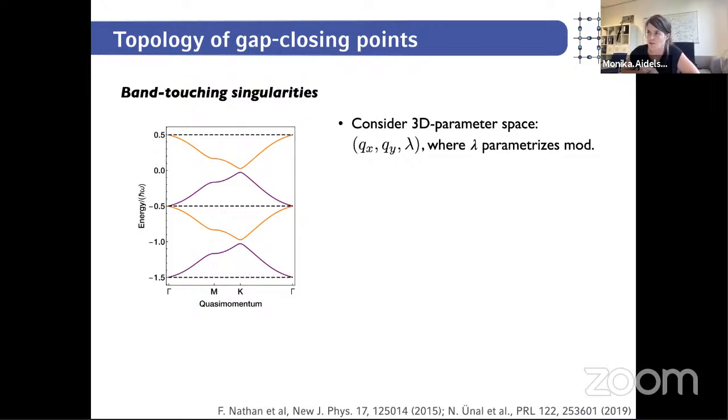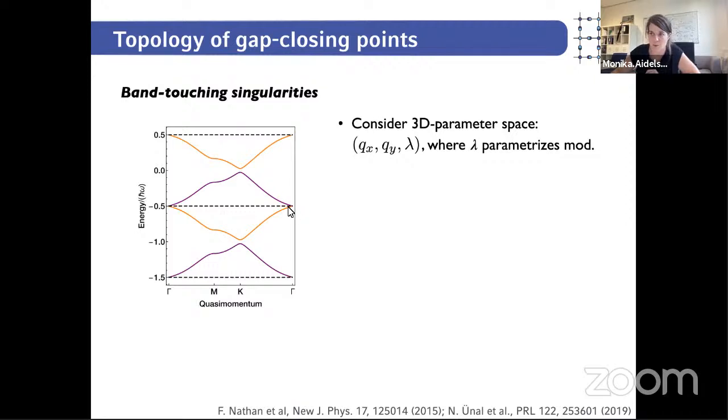So now we have generated this artificial 3D parameter space, which is governed by Qx, Qy, our quasi-momenta, and this additional parameter lambda. And here's one example. So here you see what can happen as a function of lambda. You see two copies of the Floquet zone separated by h bar omega, and there's a gap closing point between Floquet zones.